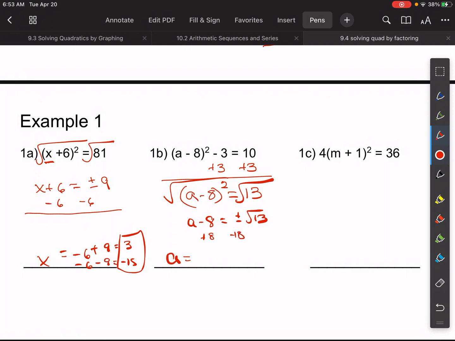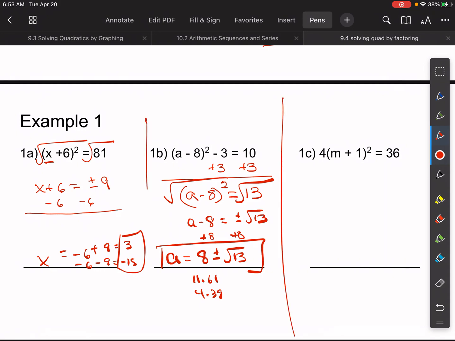A is equal to negative, sorry, it's positive 8, isn't it? Be a little more clear there. It's 8 plus or minus the square root of 13, and you can leave it just like that. I will accept that as an answer on the test. If you did out the decimal, you would get 11.61 approximately and 4.39 approximately.